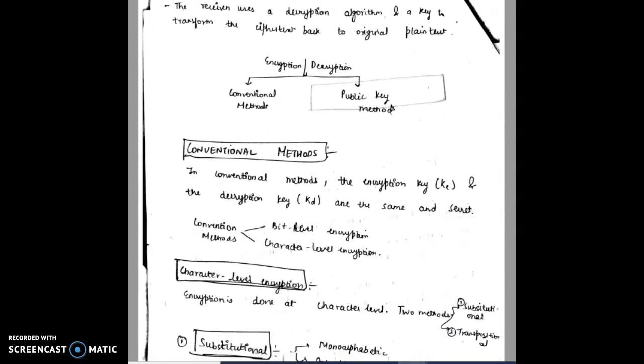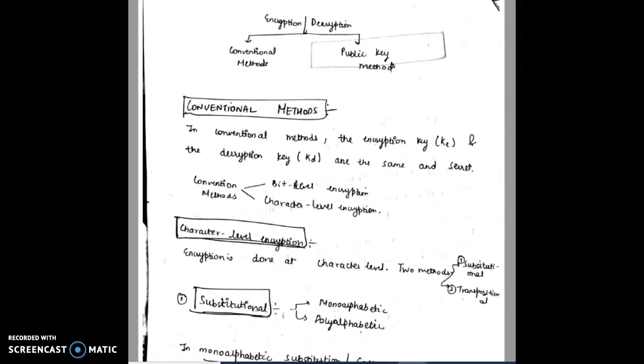Now we will be discussing various encryption techniques. We have basically divided them into two basic methods, conventional method and public key method. Today in this lecture we will be focusing only on the conventional method. In the next lecture we will be discussing the public key method.